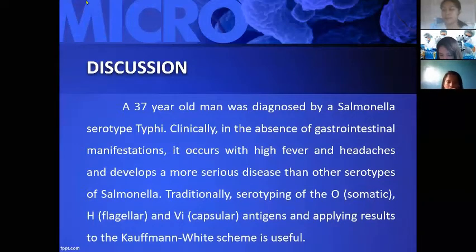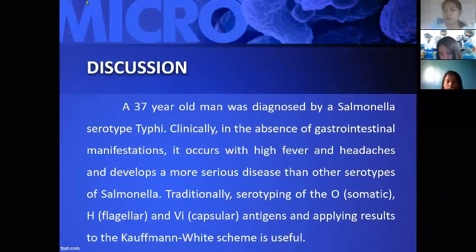So, for the discussion, a 37-year-old man was diagnosed with Salmonella serotype Typhi. Clinically, in the absence of gastrointestinal manifestation, it occurs with high fever and headaches and develops into a more serious disease than other serotypes of Salmonella. Traditionally, serotyping of the somatic antigen group is D1, the H flagellar, and the Vi antigen is present.